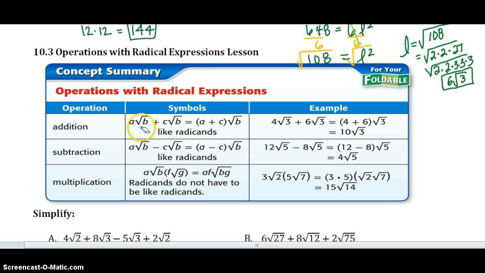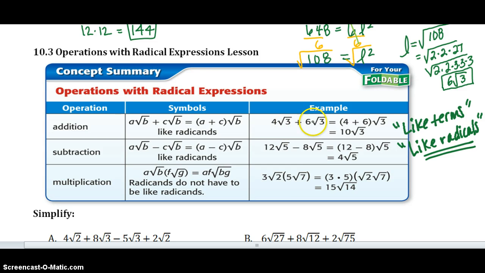A on the square root of b plus c on the square root of b can be simplified by saying a plus c on the square root of b. In other words, you treat it as if it were like terms. So something that might be helpful is to think about like terms are similar to like radicals. Like terms or like radicals.